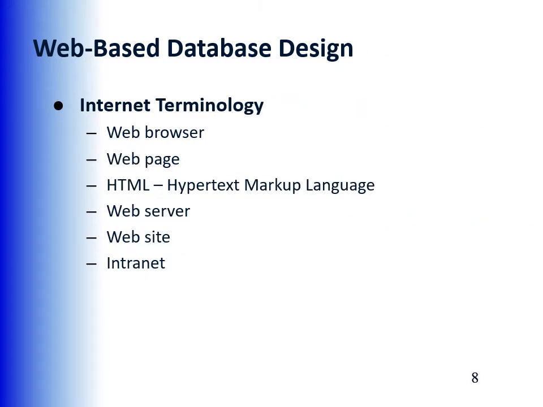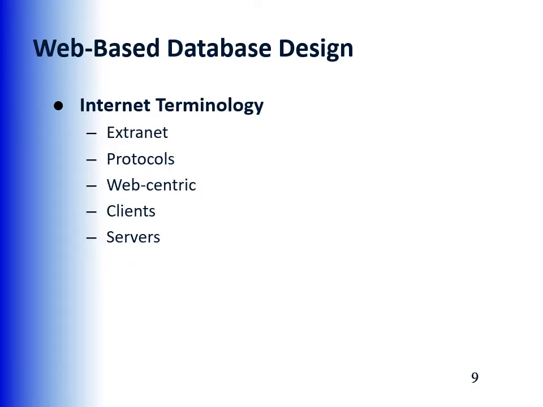The internet terminology includes web browser, web page, HTML, web server, website, and intranet. All these terms are, I think, very familiar to you. Also extranet, protocols, web-centric, clients, and servers. An extranet is an extension of a company intranet that allows access by external users. A protocol is basically a data transmission standard, and the internet is sometimes called web-centric.